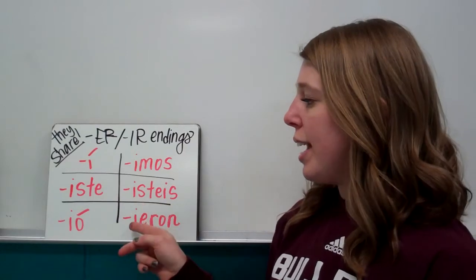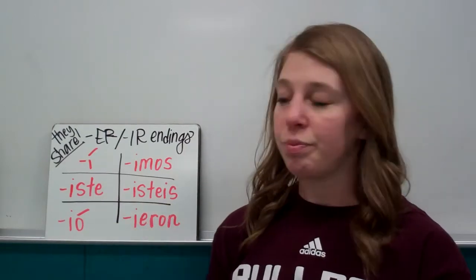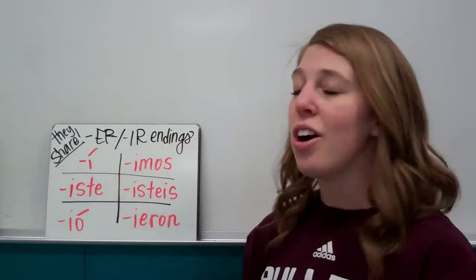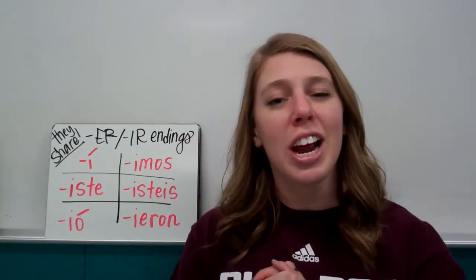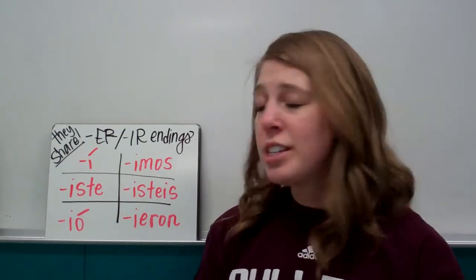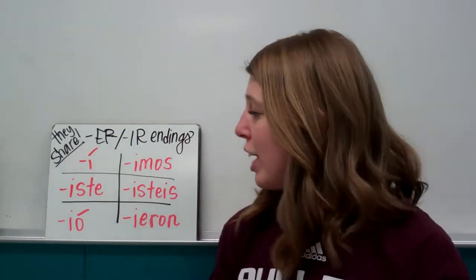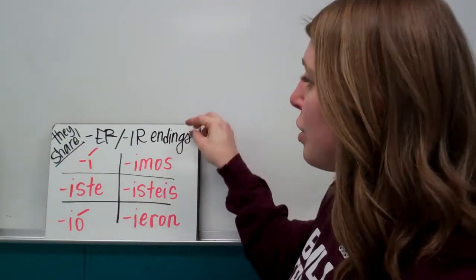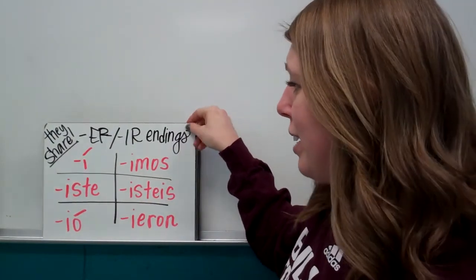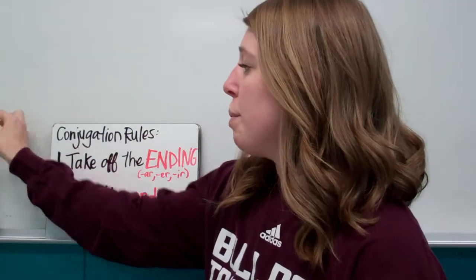Imos, isteis, and ieron. Notice the ER and the IR have the same endings. They share. It's just precious. They're so friendly, and they share all the same endings. So those are our AR and ER, IR endings for the preterite.